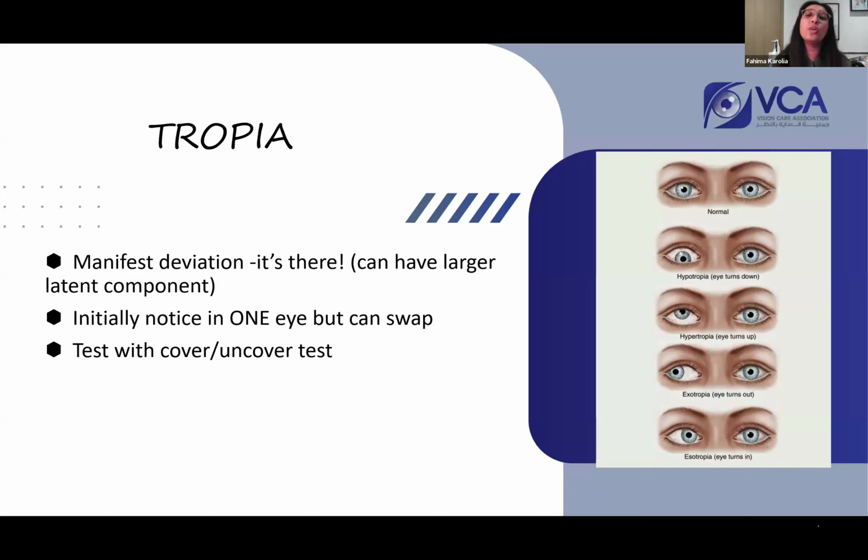So always, always, always start off with the history. Well, you're going to do the vision first, history, then cover test. Cover test is the first one. And remember, it's cover, uncover, cover, uncover. Okay, and we're looking at the other eye from the one we're covering. So we're looking to see if there's a movement and cover, movement and cover. Okay.